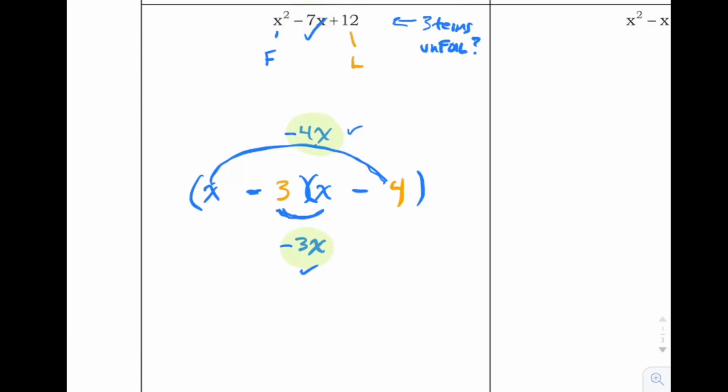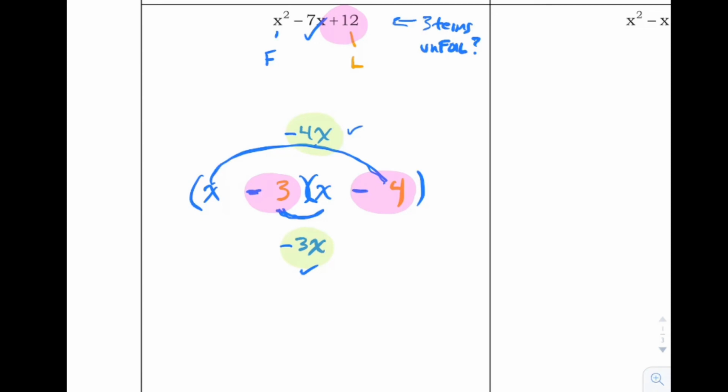And then just double check real quick. Does a negative 3 times a negative 4 give me a positive 12? And the answer is luckily yes. So you do have to make sure all the signs are working out. So negative 3 times negative 4 is indeed positive 12. We do have the negative 7x in the middle. We're done. And that's our answer.